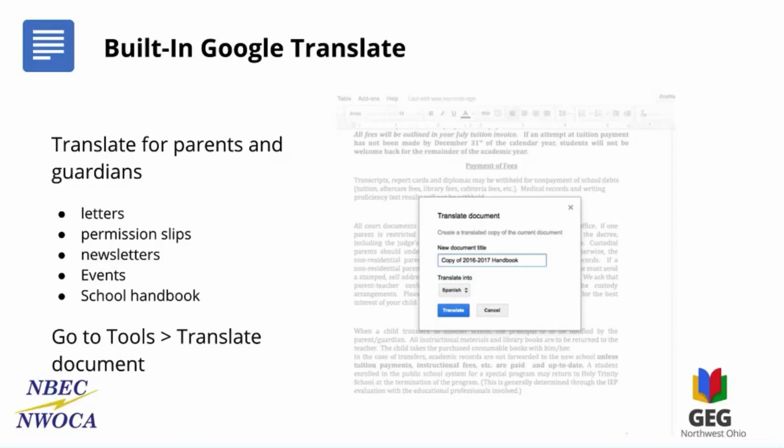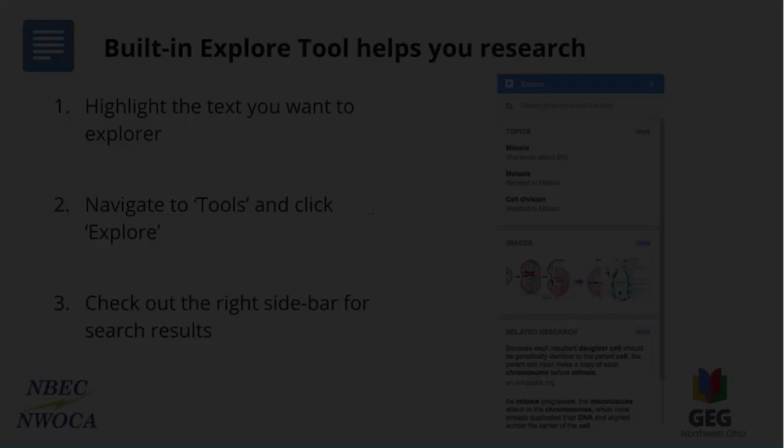And this is great for parents and guardians where English isn't their first language. You can take letters or permission slips or events and translate them right within your document, send a copy of that document to them, and they will get to see what it is you're trying to get across to them, and then they could write back to you and you could translate it back into English later on. So it's a great way to send documents to those bilingual parents.